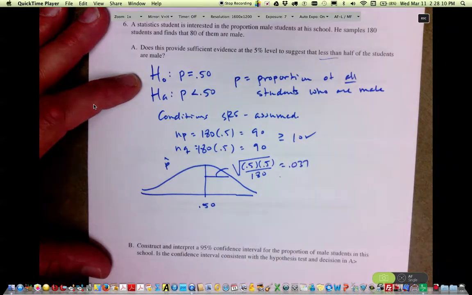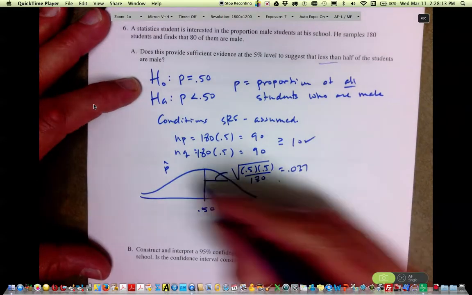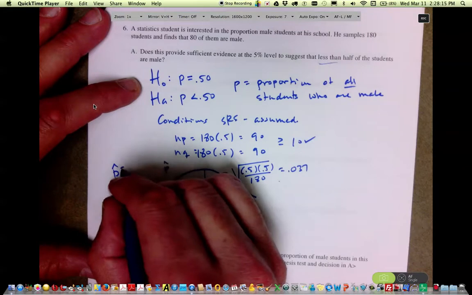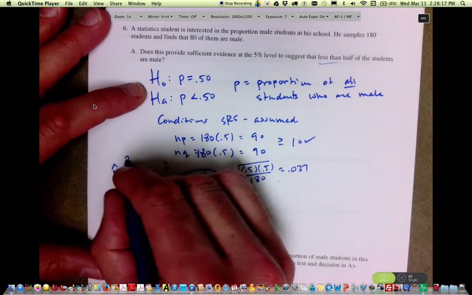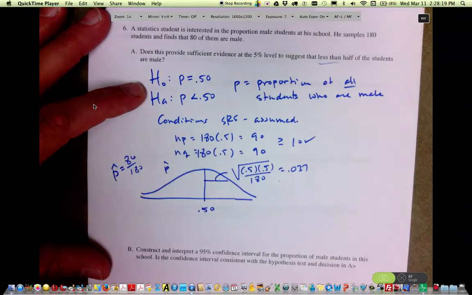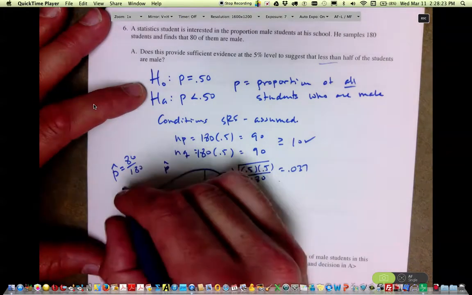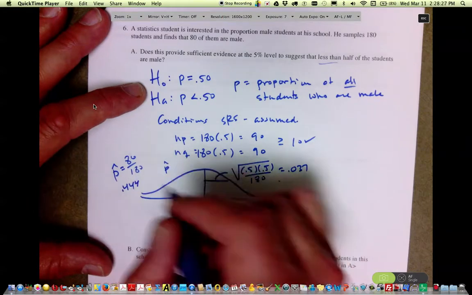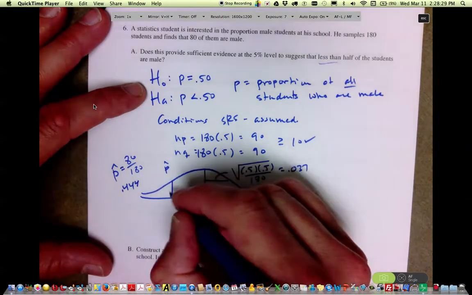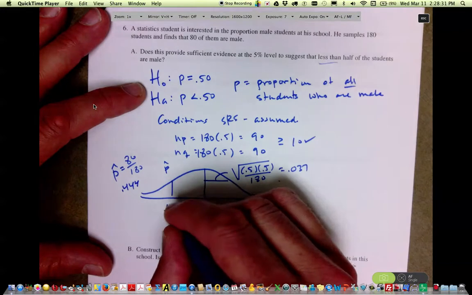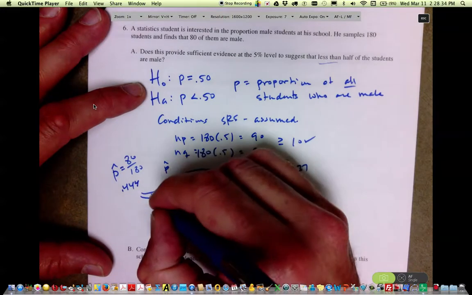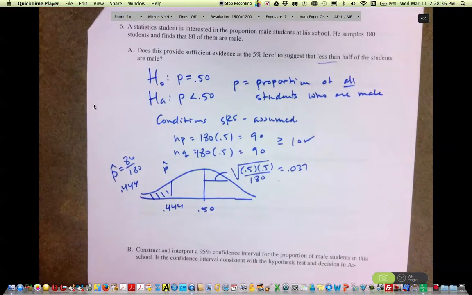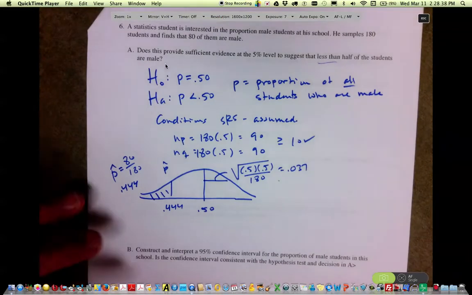Now in our sample, p hat was equal to 80 out of 180, and 80 out of 180 is 44.4%. So we got a sample proportion of 0.444. We want to know the probability that we're going to get a value that's less than that from a simple random sample, on average.